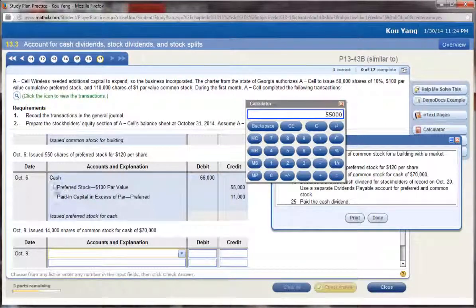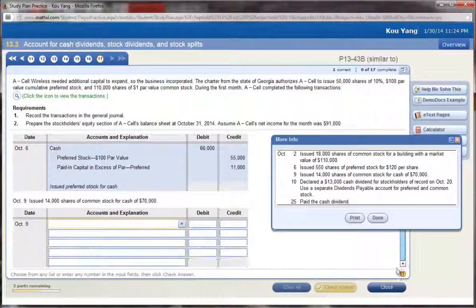So once again, we issued preferred stock for cash. We're getting cash in, and cash is an asset. So to increase an asset, we have to debit cash, record the preferred stock that we issued at par value, and the excess also is recorded because we sold it above par, and that's an 11,000 excess for that transaction.